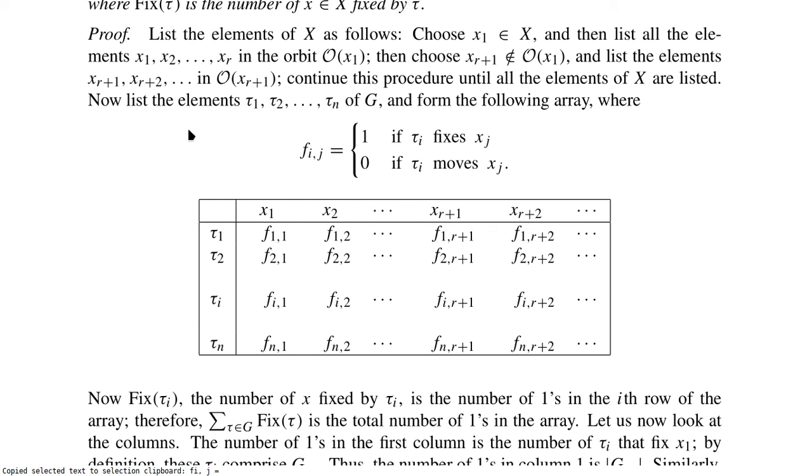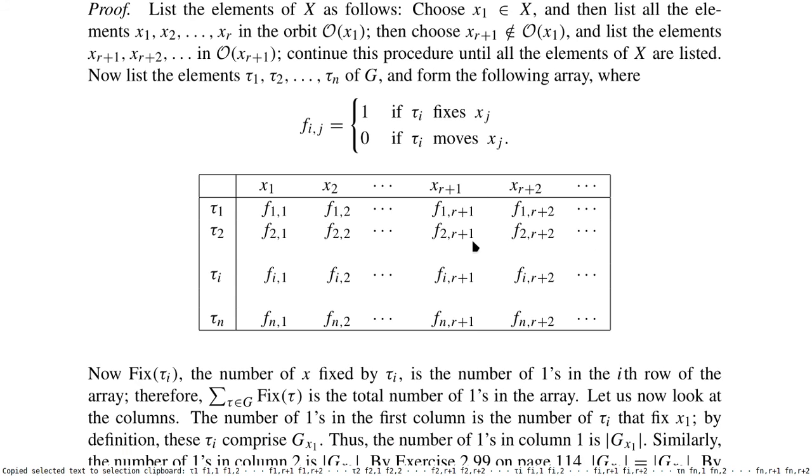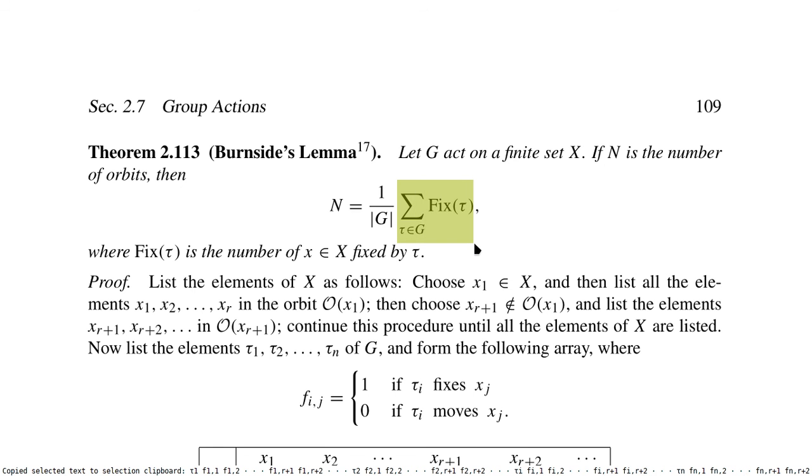So f11, f21, fi1, and you go on until n. And you do that here as well. Okay. Now the fix of tau I is going to be, for a particular tau, how many ones you're going to have from these f's. So this f is going to either give you 1 or 0. So you count the number of 1s you get, and you add them for all the taus, and that is going to give you this part of the lemma.